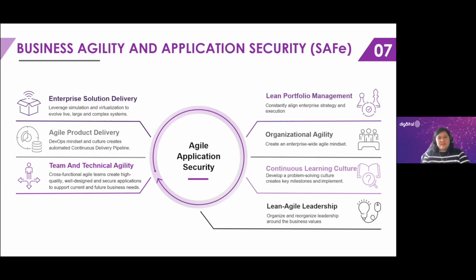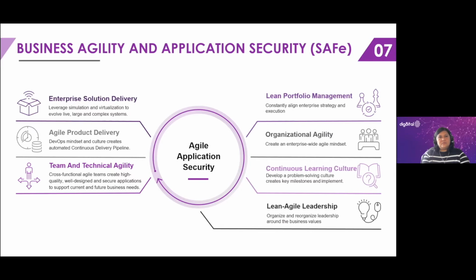And that's the job of the portfolio management. It constantly aligns enterprise strategy and execution to what you are developing in the application. And this also lets you achieve organizational agility. You develop a continuous learning culture. You don't assume that what you know is enough for the future. No, you continuously evolve. And everything should be orchestrated by lean, agile leadership.